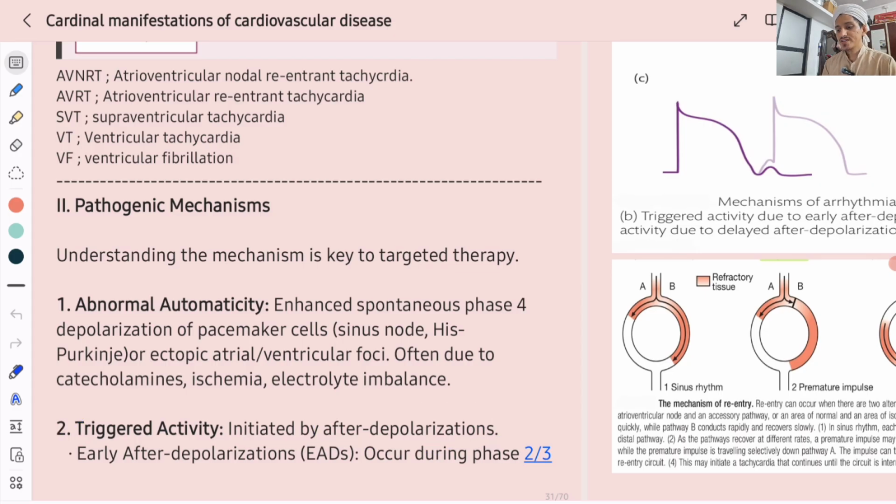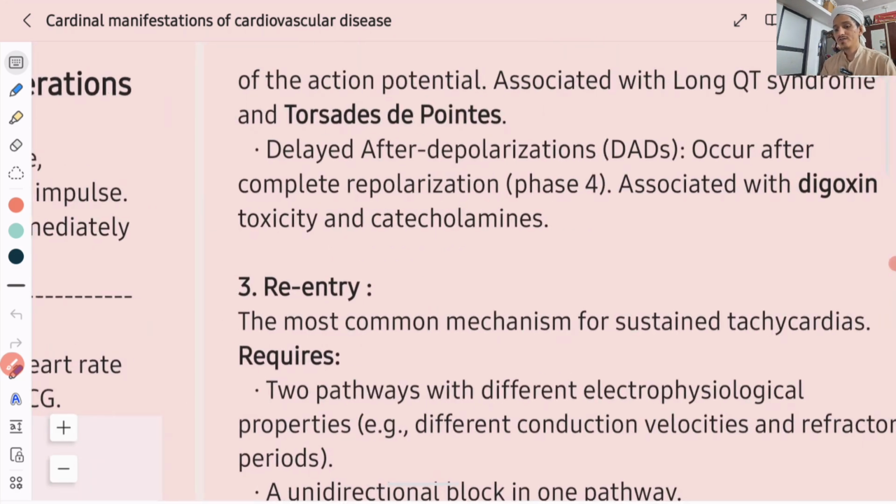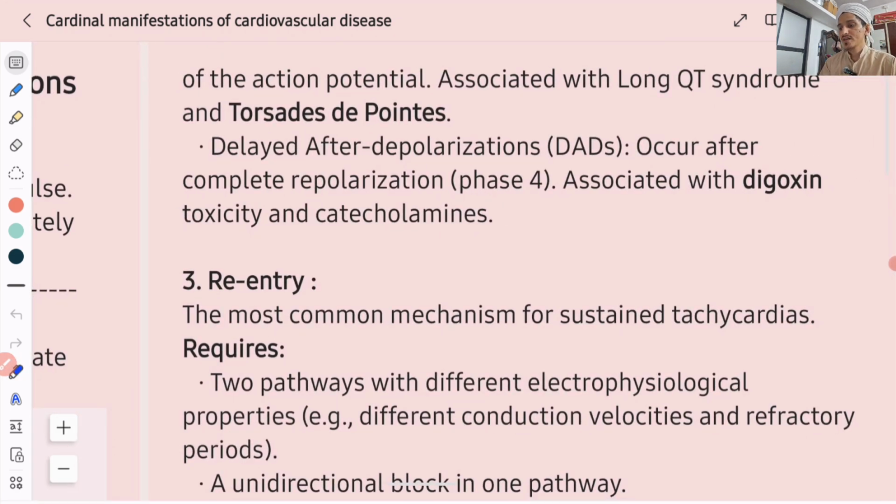Early afterdepolarizations occur during phase 2 or 3 of the cardiac action potential. An example for this is long QT syndrome, QT prolongation. What is QT? QT is nothing but the depolarization and repolarization phase of the ventricles. So the QT interval of the ventricles is prolonged. That is the mechanism for torsades de pointes. That is early afterdepolarization.